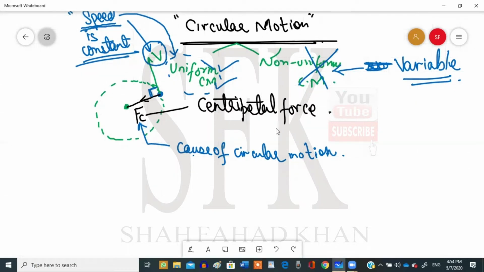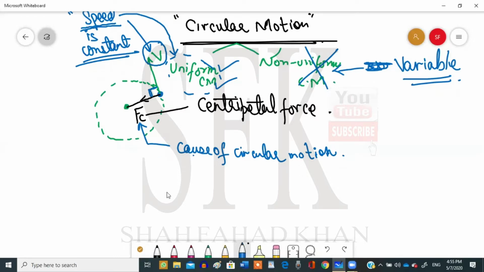Okay, so everything clear so far? Any question? What circular motion is, what this centripetal force is, its direction perpendicular to the direction of the velocity. Shoaib, Hassan, Hussain? No, sir. Okay, sir. Right, so let's begin. Continue.